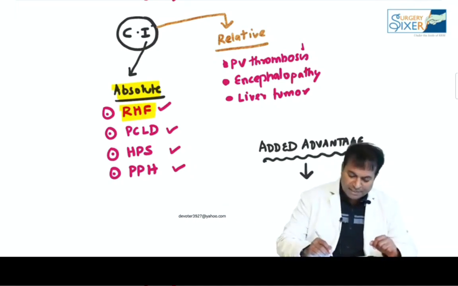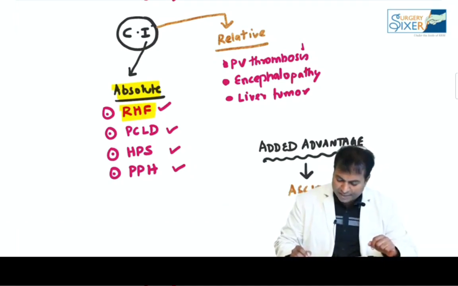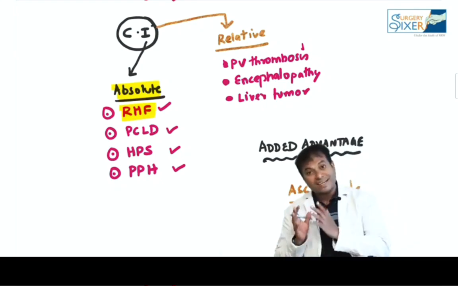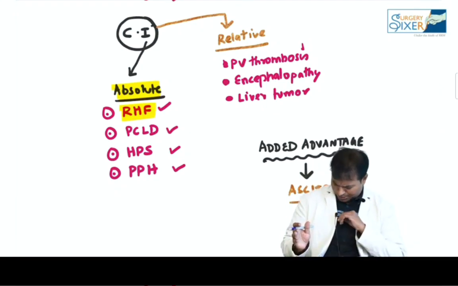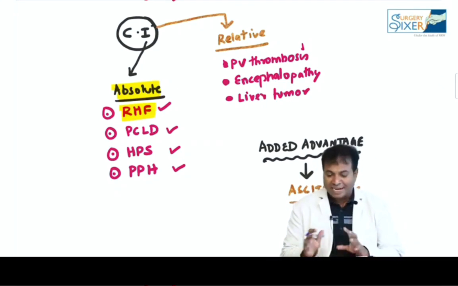What is the added advantage? Ascites also decreases. If there is ascites, it decreases with TIPS. TIPS helps to reduce the ascites also, because we are reducing the portal pressure. So please don't forget, ascites is also decreased. That is one added advantage of TIPS.